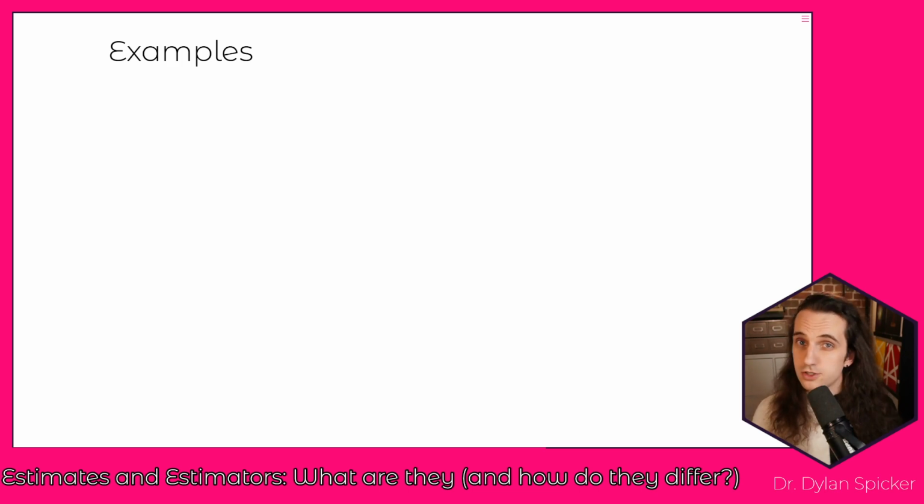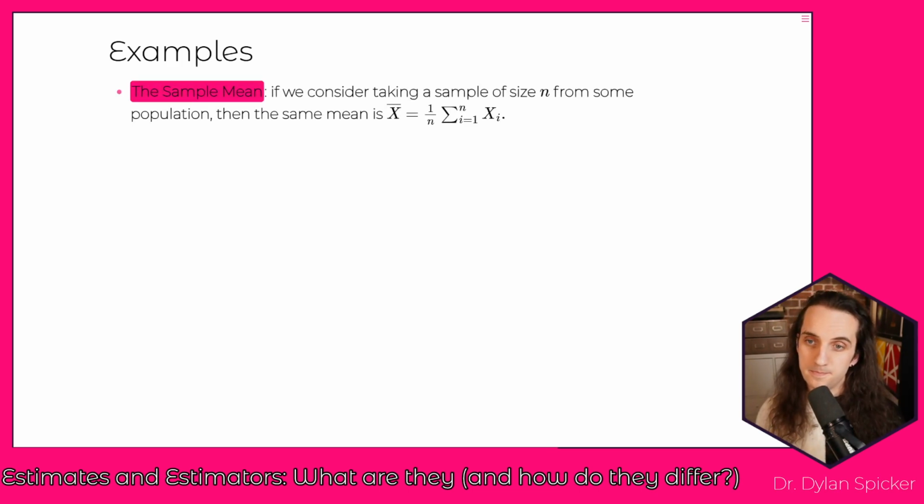Let's walk through some examples just to make sure that this is as clear as can be. The first example we could think about is the sample mean, right? If we consider taking a sample of size n from some population, then we can take the sample mean to be x bar, given by 1 over n times the sum from i equals 1 to n of x_i, right? So the sample mean, when expressed in this way, is a random quantity. It's a statistic. It's a mathematical function. If I give you a bunch of values for x, then this can give you a number, but by itself it's not a number. It is just the function here. And so because of that, the sample mean is random. It is a function. It is an estimator.